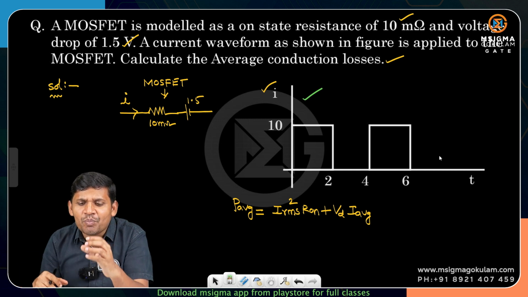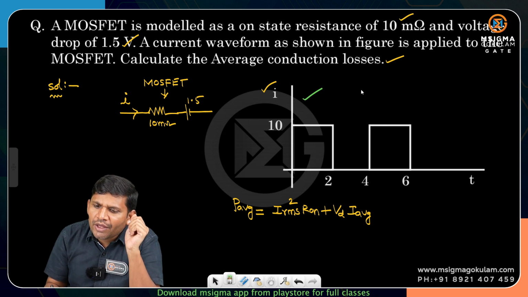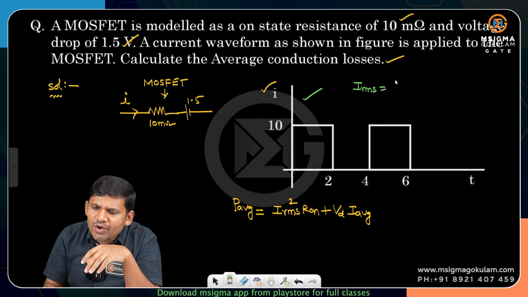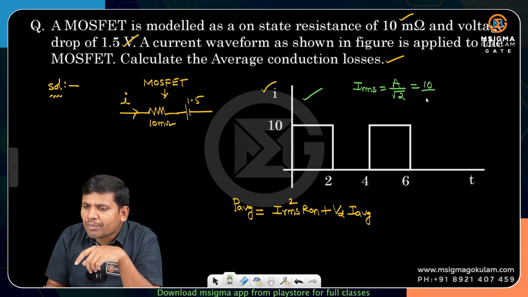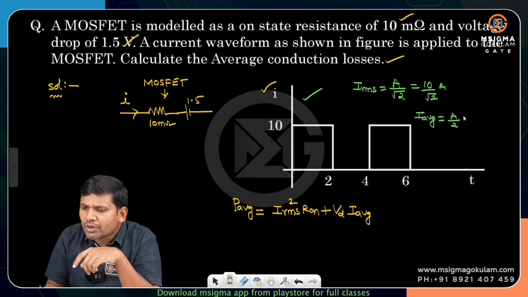That knowledge is important to solve these models. Can you tell directly what is the RMS of this waveform? It is a periodic pulse waveform, so the RMS is A by root 2, that is 10 by root 2 amperes. What is the average of this waveform? Average is equal to A by 2, that is 10 by 2, which is 5 amperes.